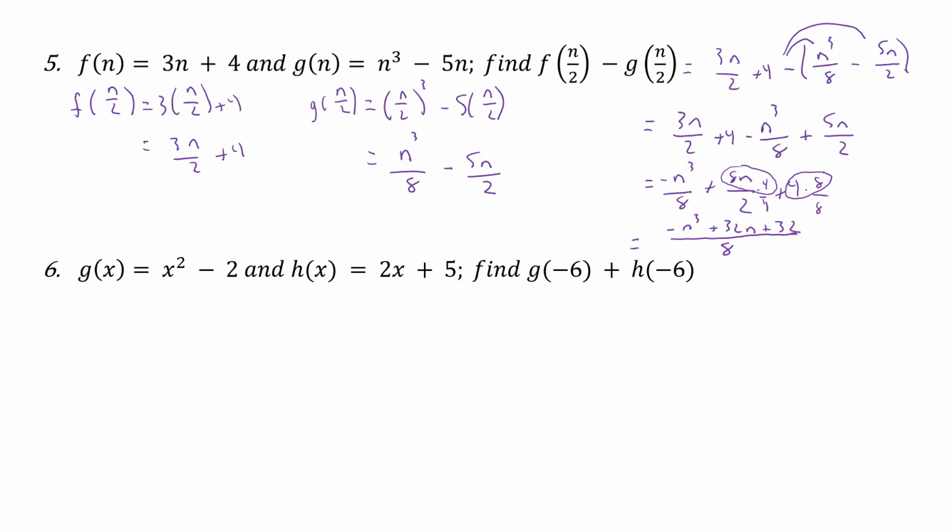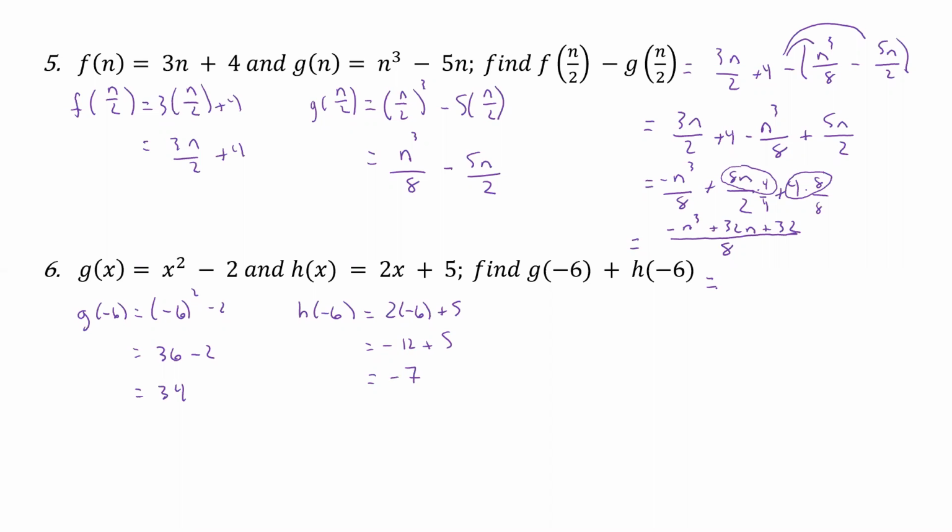All right, what about the next one? Well, the next one basically is telling us to plug in negative 6 into g and h. All right, so if we do that, g of negative 6 is equal to negative 6 squared minus 2. Well, negative 6, the quantity squared, is going to be 36, and we have minus 2. That's going to be 34. Now, h of negative 6, well, what is that going to be? Well, that's going to be 2 times negative 6 plus 5. That's going to be minus 12 plus 5, which is going to be minus 7.